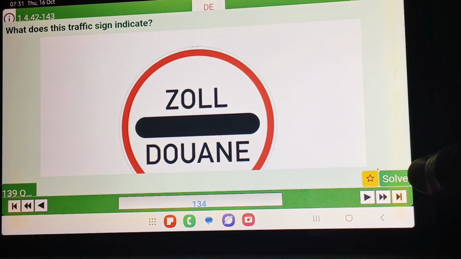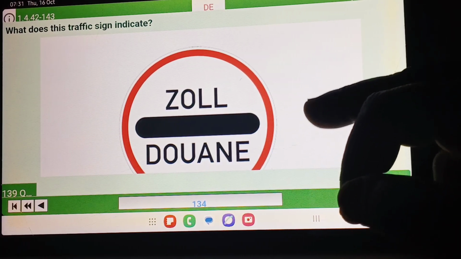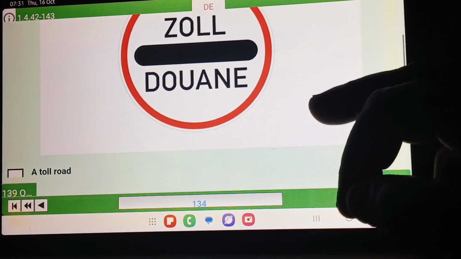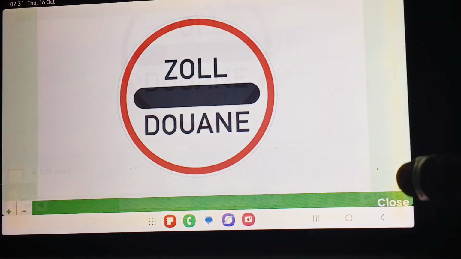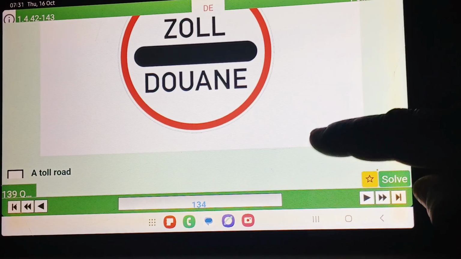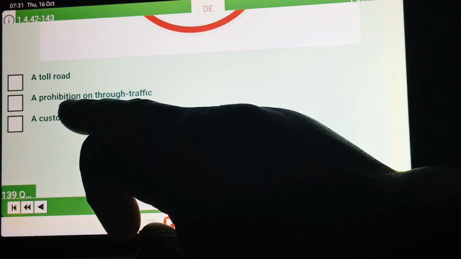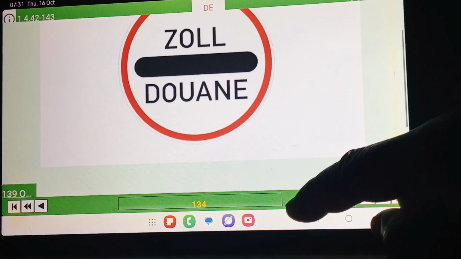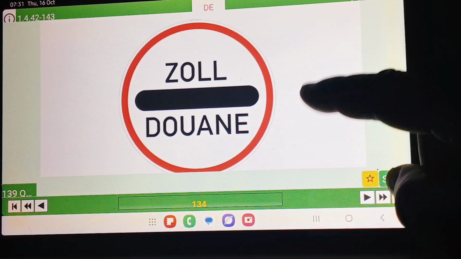What does this traffic sign indicate? When you see this sign, what does it mean? This is a customs point, okay? A customs point, customs area, okay? When you see the sign.